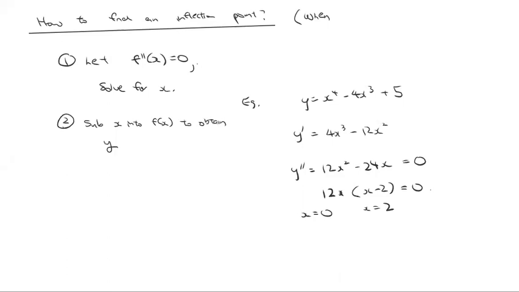And therefore, I'll get my points. So if I sub in 0, basically, I'll get y equals 5. And I'm going to get negative 11. So at this point in time, I've got 2 points, (0, 5) and (2, -11). And this would appear to be my inflection points. And for this question, they probably are. All right? I've got 2 inflection points, and I've got their coordinates. Any questions with that so far?